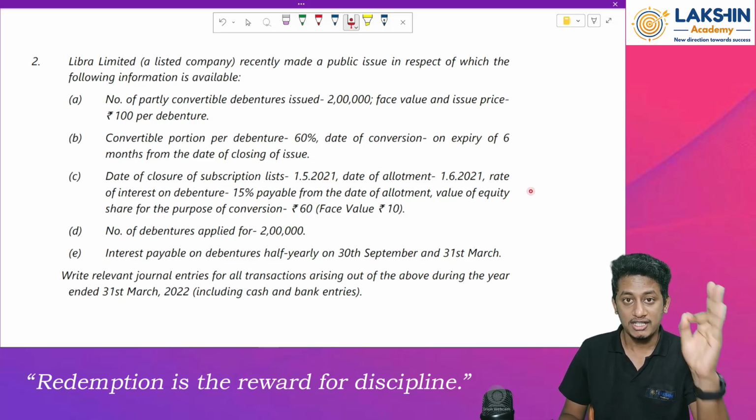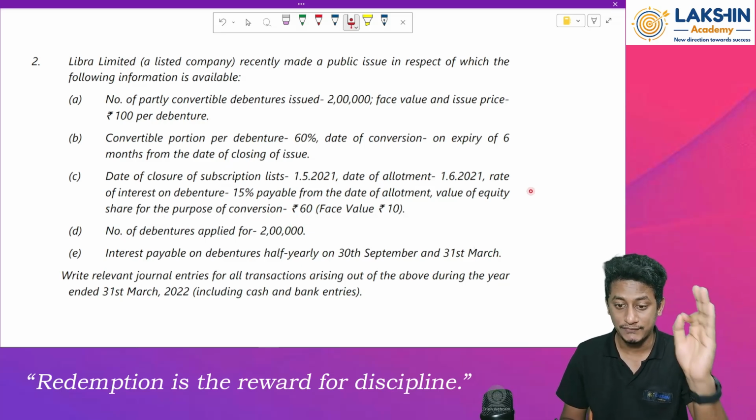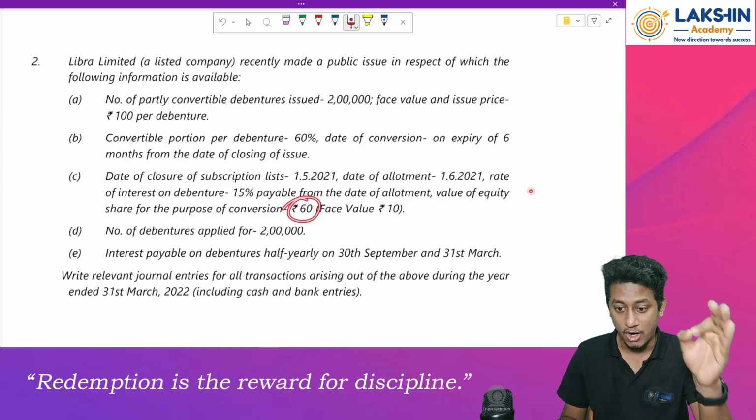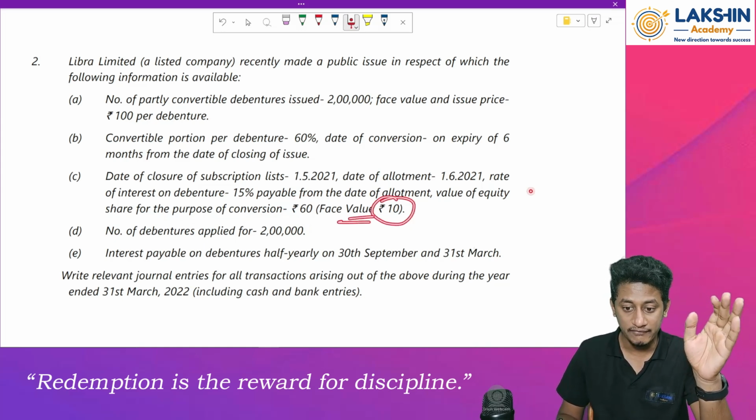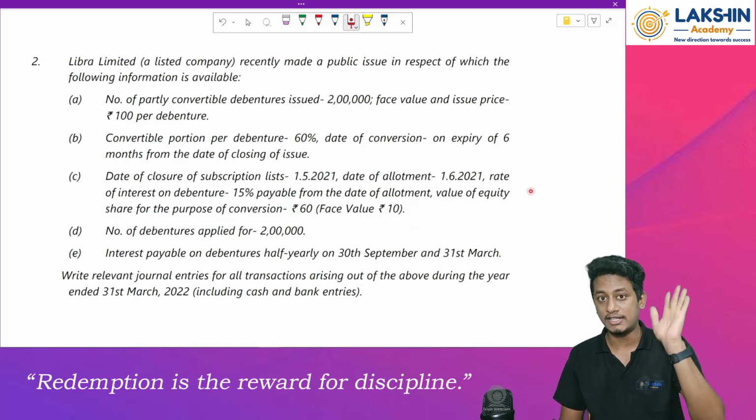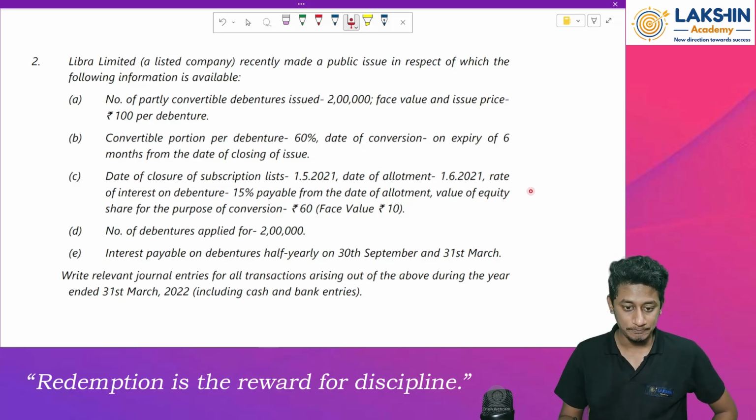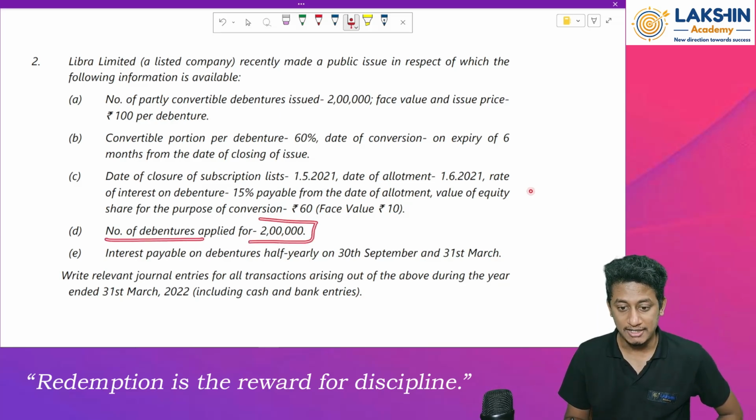That means what is the value of securities premium? Rupees 50. 60 rupees I am issuing the shares, out of which 10 rupees is what? Face value or the nominal value. Rupees 50 is what? My securities premium. Okay. Number of debentures applied is how much? Okay, fine.